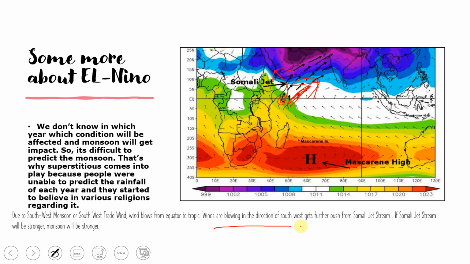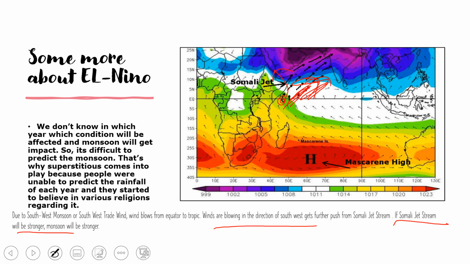The winds are blowing in the direction of the southwest trade wind, and again the Somali jet stream is getting formed. So this jet stream will give a stronger push to the monsoon, and the monsoon hit on the Indian coast will be stronger, and this will bring very good rainfall in that year if the Somali jet stream is also stronger.